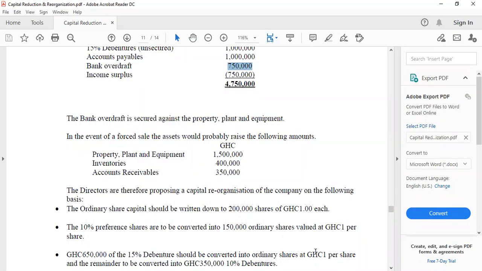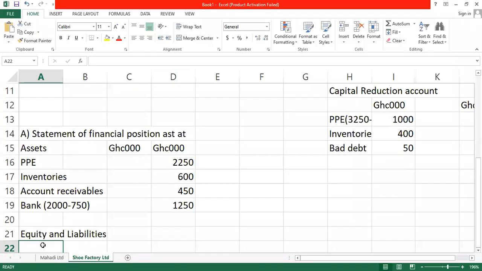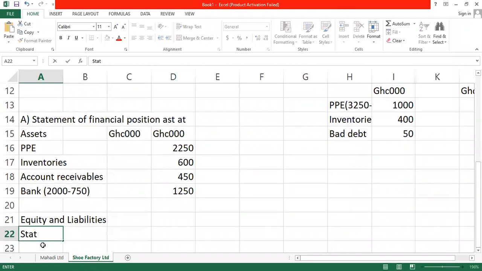So let's take the additional information again. The directors are therefore proposing a capital reorganization of the company on the following basis. So we can now have our stated capital. What will happen is that we start with the original value. What was the original value in the statement of financial position? The ordinary shares, what was the original value? 2 million, that's 2,000.